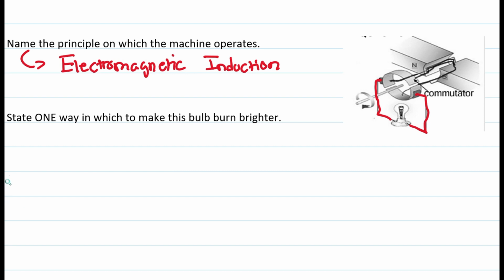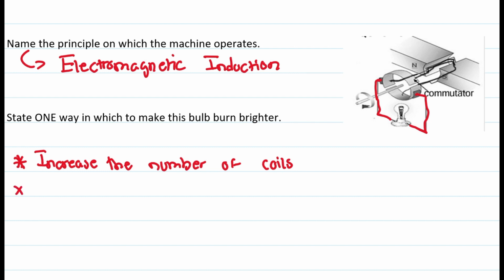So one of the answers is increase the number of coils. I do encourage that you take notes, because this is very important and we haven't discussed it previously, so we are discussing it now. This is one of the ways in which we can make the bulb burn brighter.